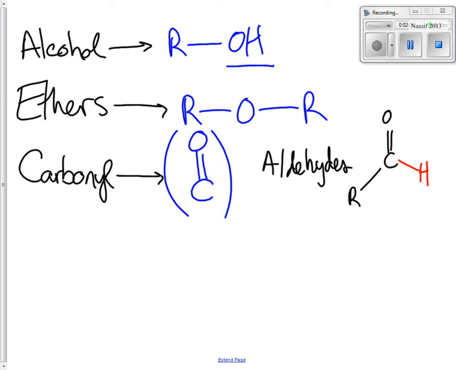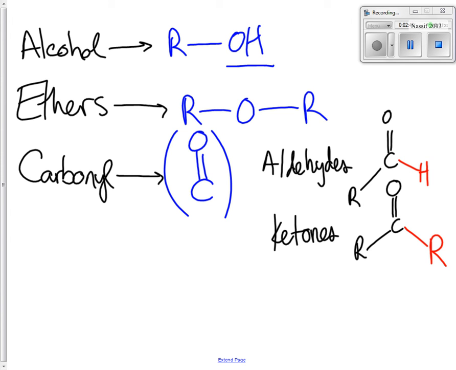The next functional group that we'll look into are the ketones. The ketones are very similar to the aldehydes in that you still have the R group on one side of the carbonyl, except on the other side now we have another R group. Right? Now there are a few more carbonyl functional groups.